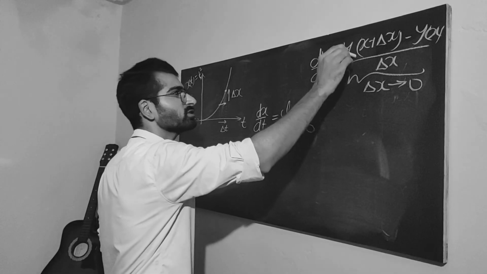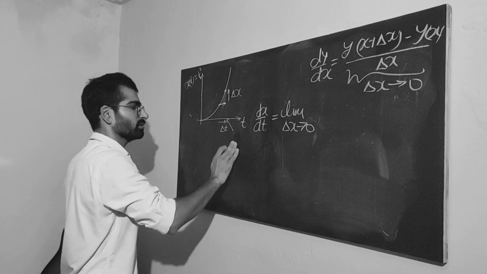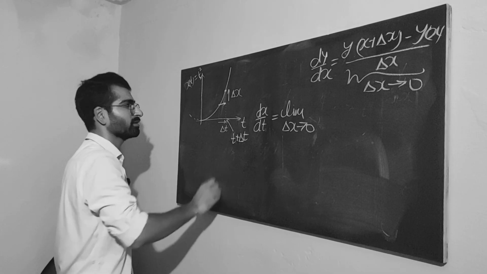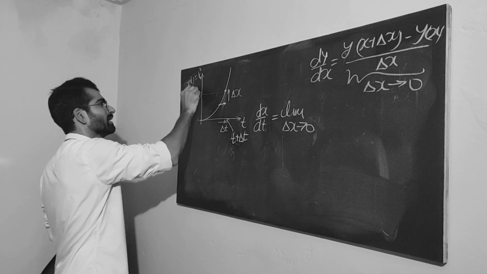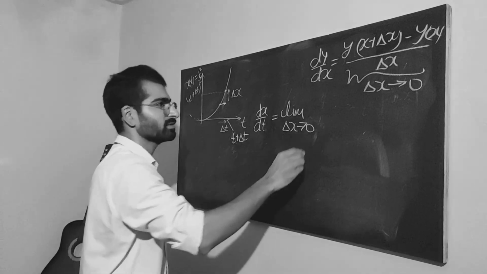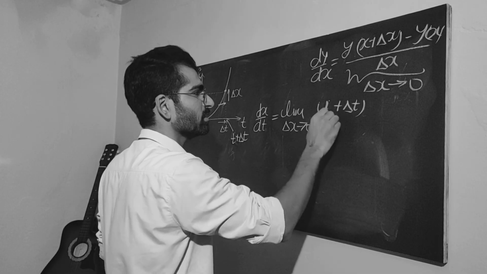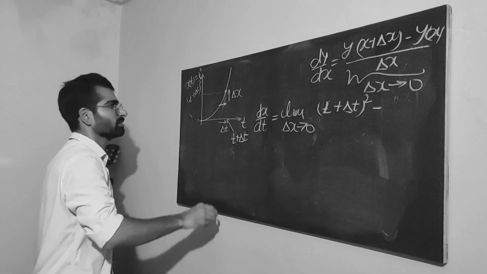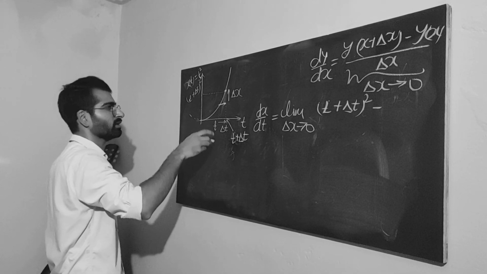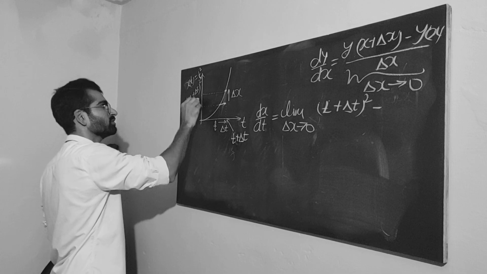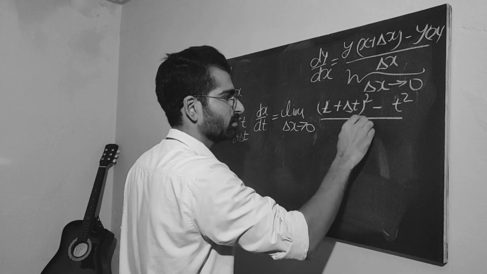And so the function's value at point t plus delta t, what is it? Well, it is t plus delta t squared, right? So it is t plus delta t squared minus the function's value at t. So this is your point t. What is it? It is t squared, right? Divided by delta t.